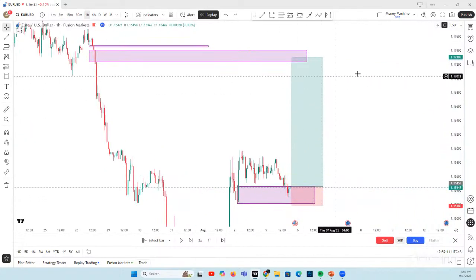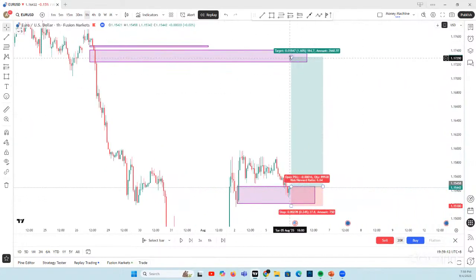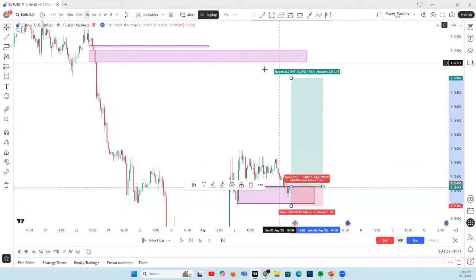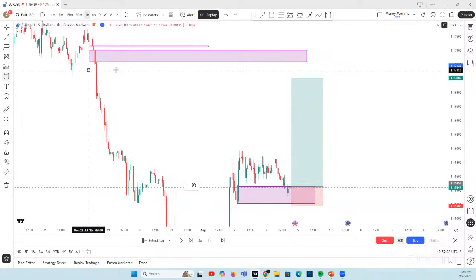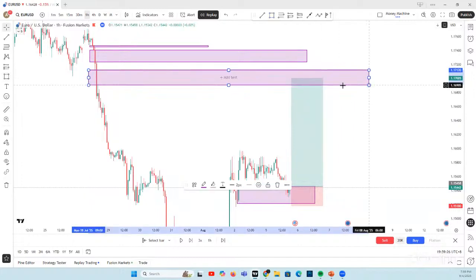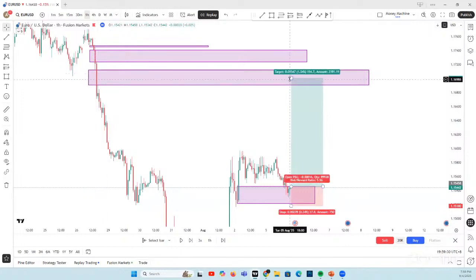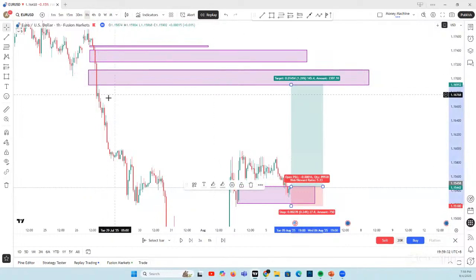In essence, in theory, yes. But what else? This could also be a target here. You see, there's an imbalance here. Yes, this, right? There's an FVG there. You can target this. Anything can happen now.